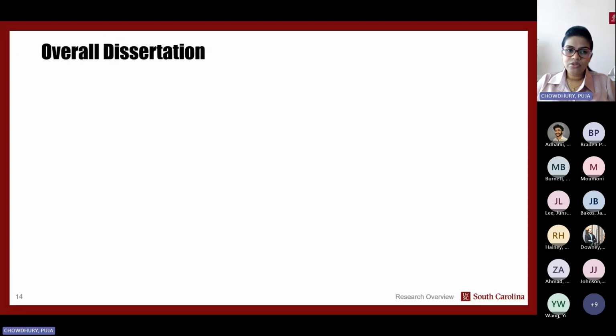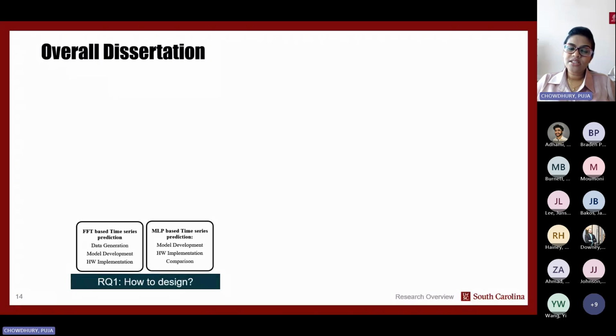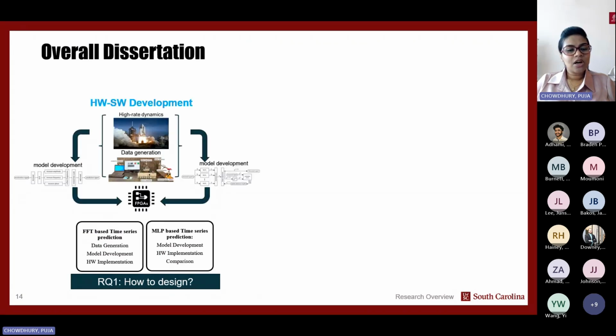Now, a detailed overview of this dissertation starts with research question 1, how to design. So I designed two models, FFT-based time series prediction and MLP-based time series prediction. For this part, I also generated the data from an experimental setup, did the software development of the model, and also implemented it in hardware on FPGA. But this overall part is based on data-driven machine learning. So we want to remove the cons of this part and also improve the model more.